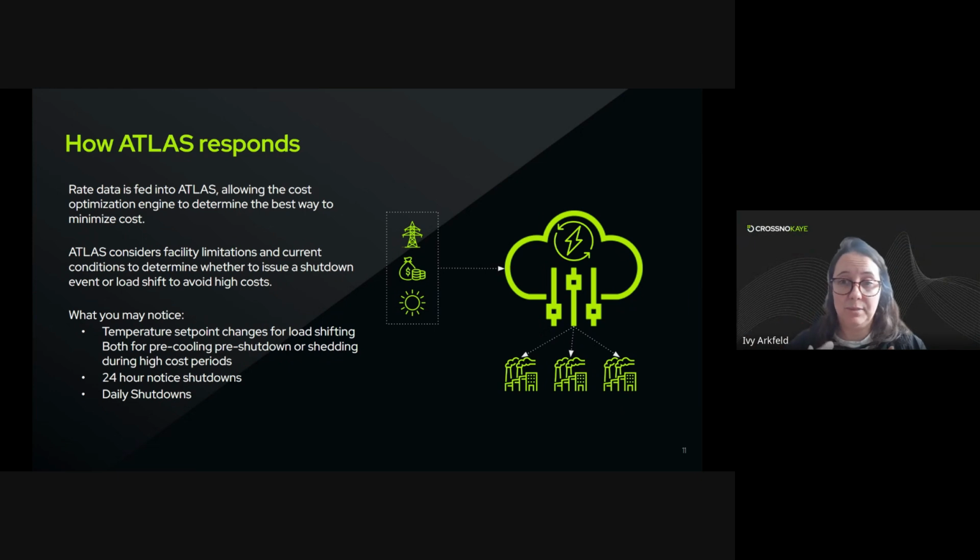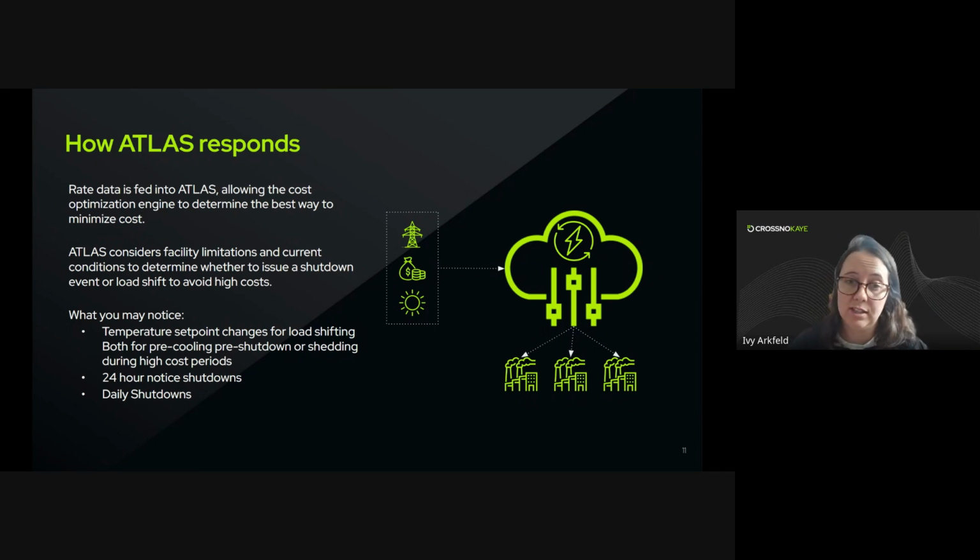What are the facility limitations? What are the current conditions that you're running into? And it uses all of that to come up with an optimal solution to avoid high cost, try to minimize as much as possible. And it's either going to do that by issuing a shutdown event, or it's going to load shift to avoid the high cost. So it really depends on what your system's configured for.